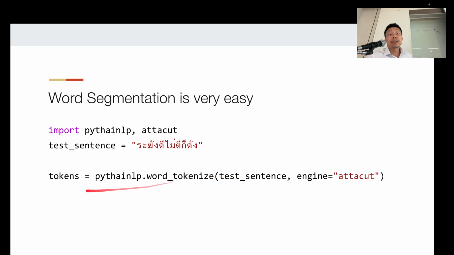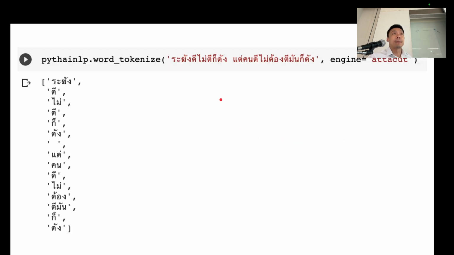All right. So it will download the model for you, and you only have to set the engine to Attapol, and it will use the machine learning model to segment words for you, which is awesome. For example, รักทางดีไม่ตีก็ดังแต่คนดีไม่ต้องตีมันก็ดัง. I know, it's a moral that we will learn today. So it makes a mistake. ตีมัน is definitely two words, right? But it makes a mistake. And once again, it's machine learning. You don't know why it makes such a mistake.